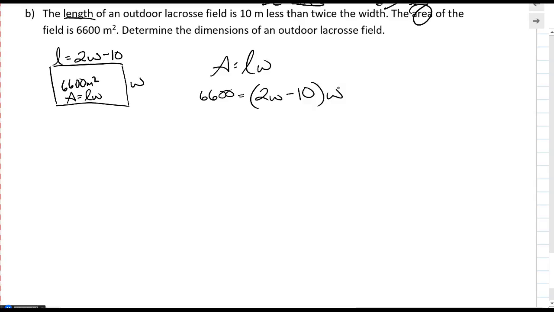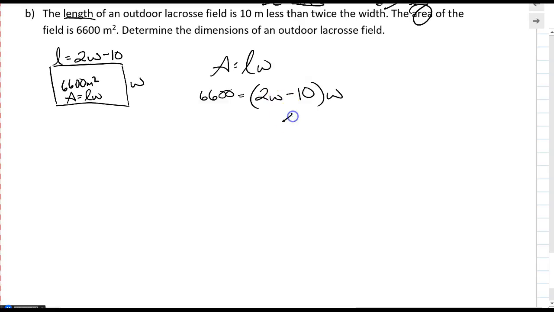Now the reason I do that is we can only solve for one variable at a time if we only have one equation. So I can't have L and W in there and be able to figure out what they both are because there's infinitely many possibilities. It could have been 66 by 100, but that wouldn't fulfill our requirement. So I'm going to use the parameters given to me in the question, that length is twice the width minus 10, to have just one variable in my equation. Now I can solve for W.